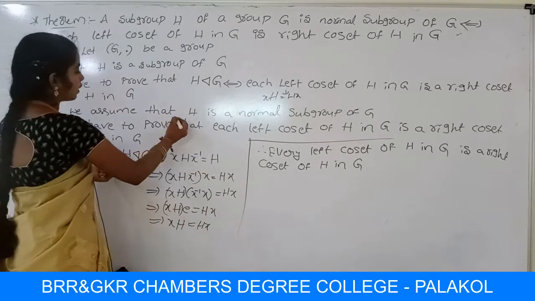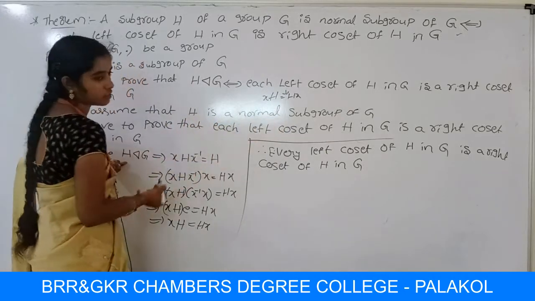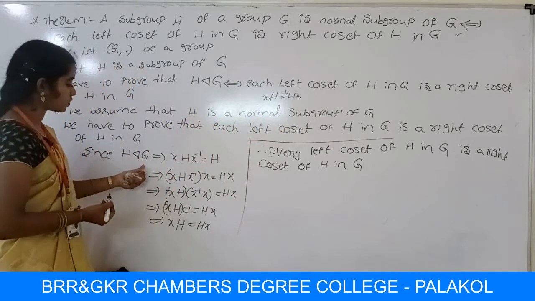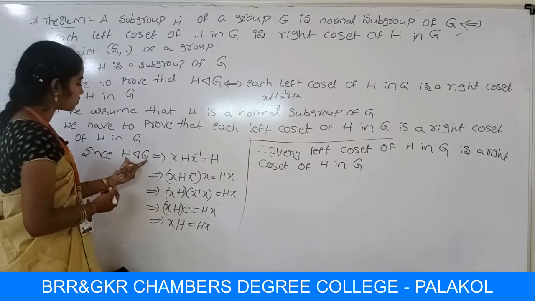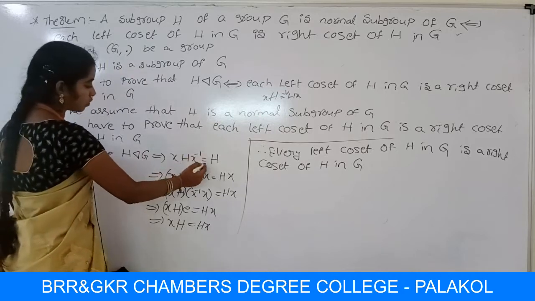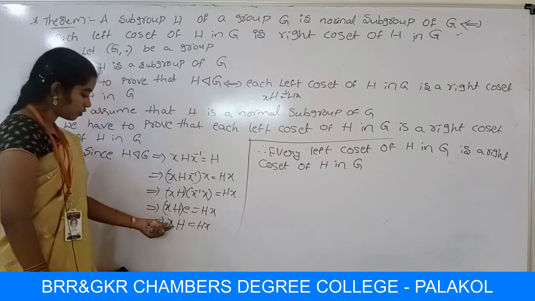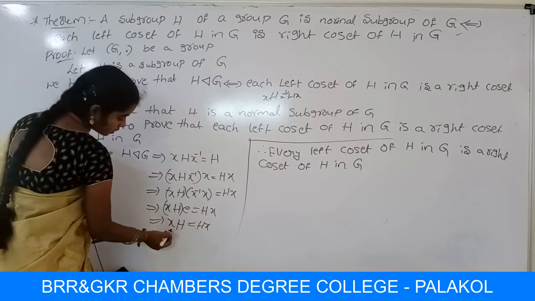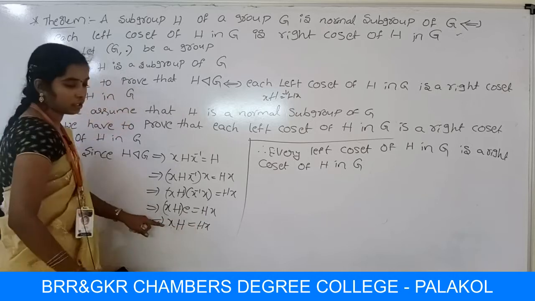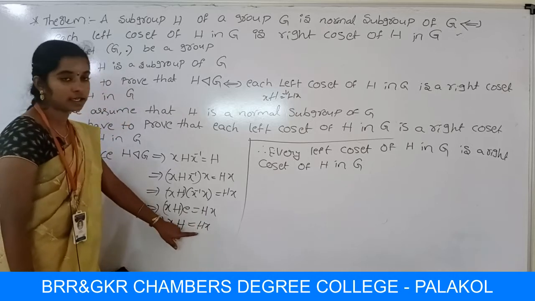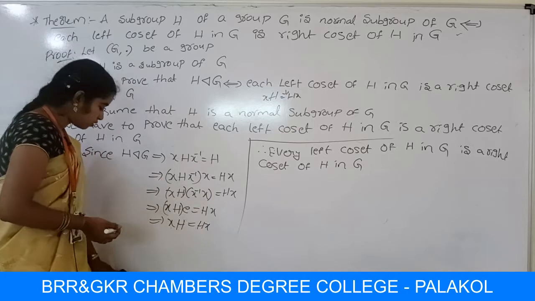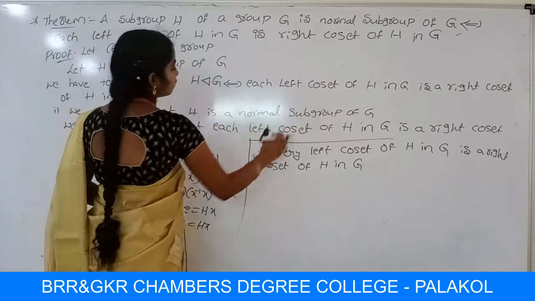Since we assume H is a normal subgroup of Z, this can be written as xHx inverse equal to H. So apply the operation and finally xH equal to Hx. So this means every left coset of H in Z is a right coset of H in Z. So this is the first part.